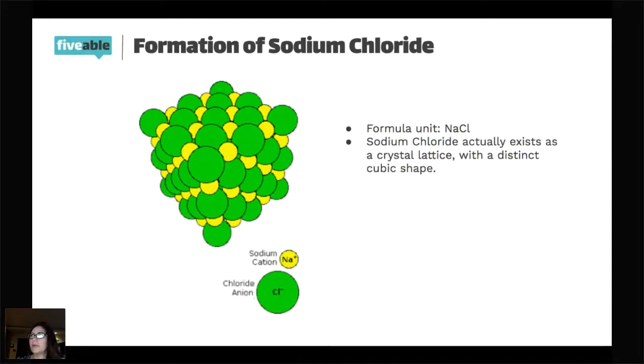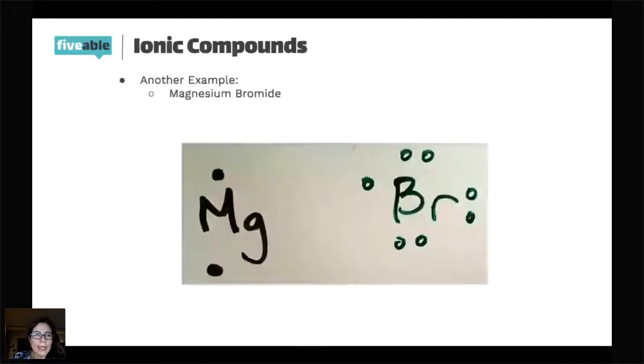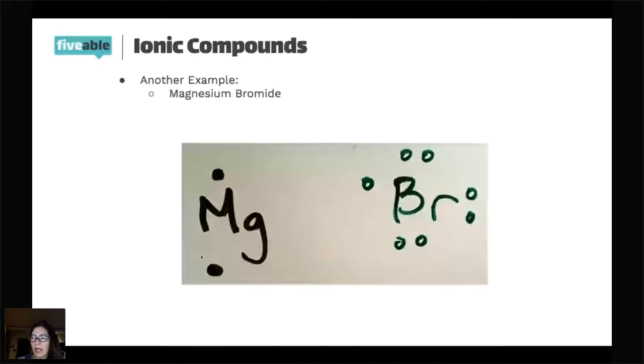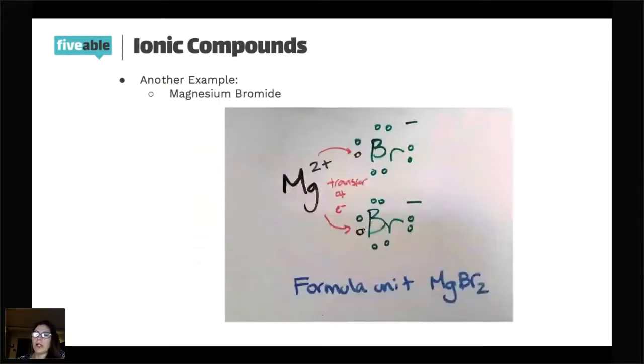Let's do another example. What do you think will happen to magnesium with 2 valence electrons and bromine with 7? What will happen in this case? What would magnesium do? Correct. The ratio would be 1-to-2. Correct. Excellent. You will need 2 bromides, because magnesium will lose the 2 valence electrons that it has. One to this bromide and another one to another bromide.